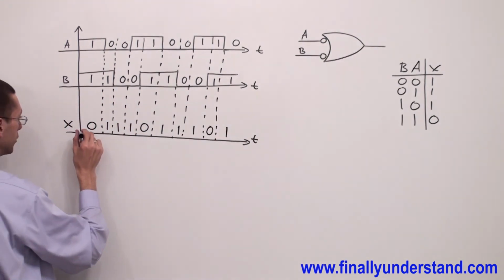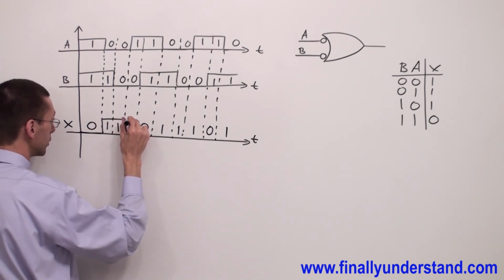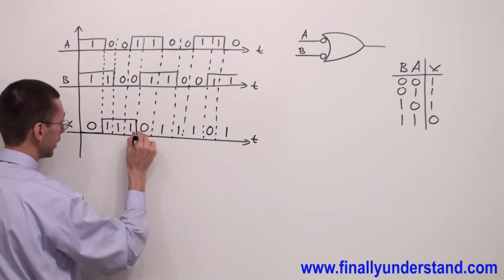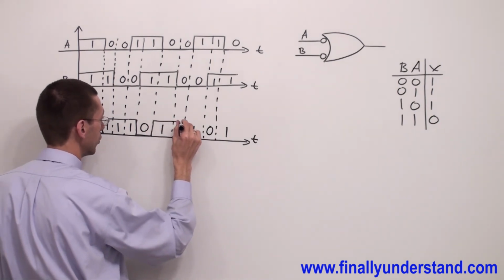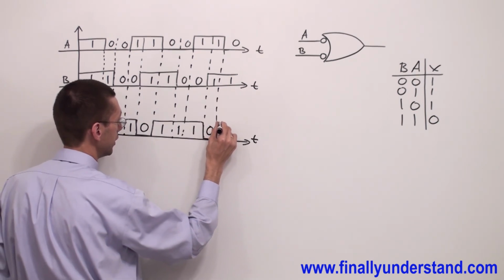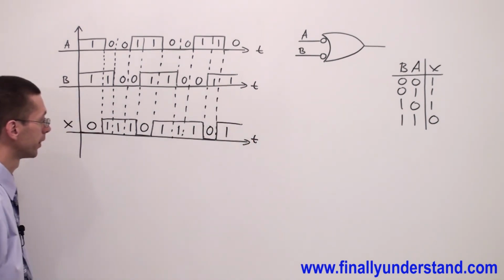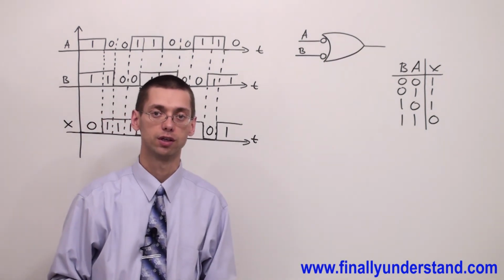Now I can draw the wave. I have ones, and I have 0. I have ones, I have 0, and I have 1. So this is my output waveform, and I can say this is the solution to my problem.